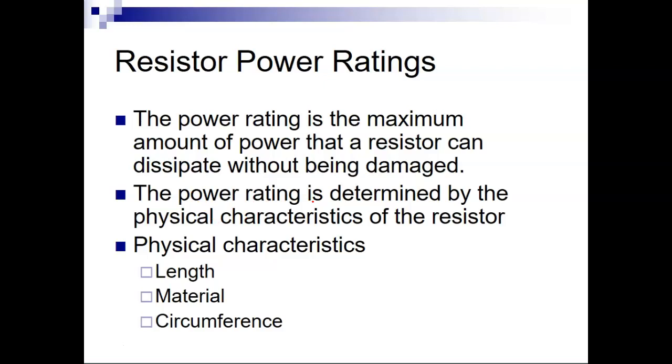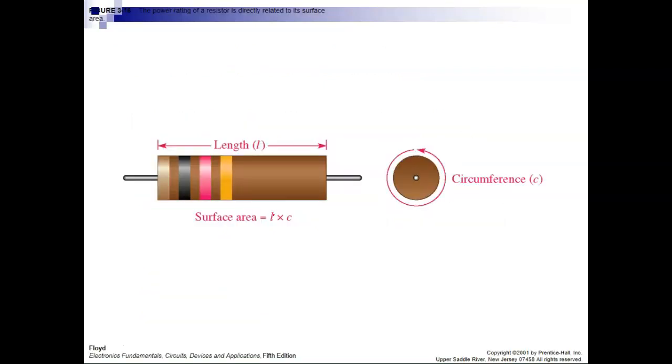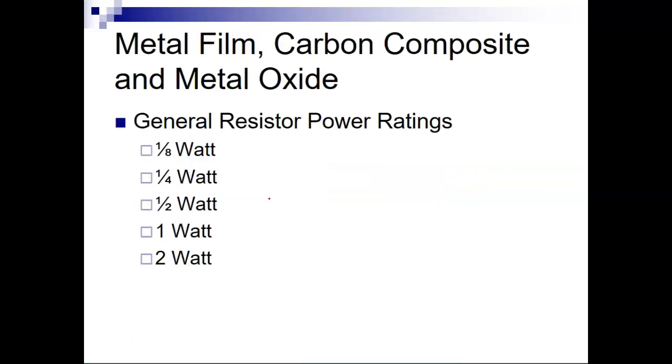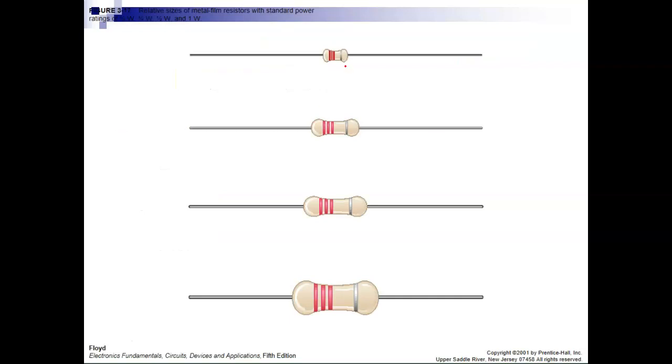The power rating is determined by the physical characteristics of the resistor, and these are length, material, and circumference. Basically, the physical everything about it will tell you what it can handle and what it can't. So how long is it? How wide is it? What is it made of? And these are not to scale, because like I said, the eighth of a watt is the size of an ant. They are not that big.